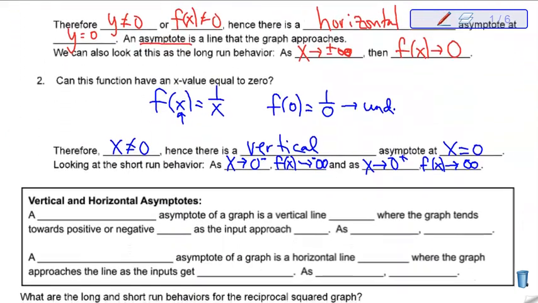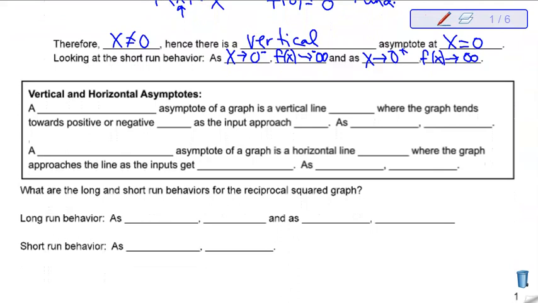Okay? So now let's formally define those horizontal and vertical asymptotes. A vertical asymptote of a graph is a vertical line x equaling a, where the graph trends towards positive or negative infinity as the input approaches a. So as we go closer and closer to that a value, that's where our 0 was, from the left and from the right, we went to positive or negative infinity. So as x goes to a, then f of x goes to plus or minus infinity.